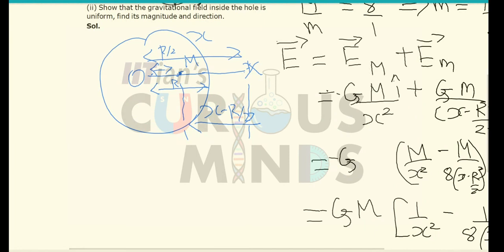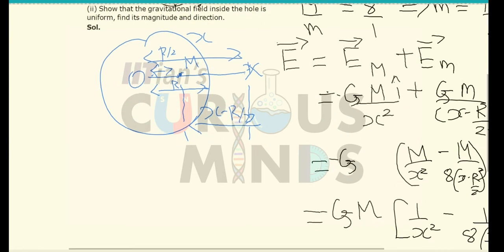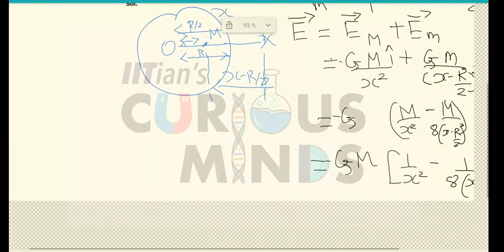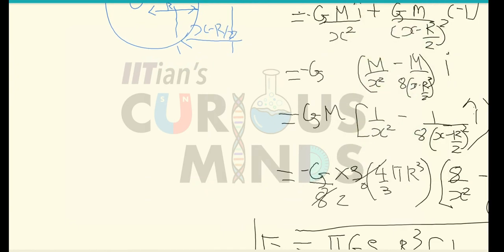Now when a certain part has been removed, we have to find out the gravitational field inside the cavity. So I will redraw this diagram. There is a cavity. Let me take the center over here as O dash. I am taking an arbitrary point P at which I have to find out the gravitational field.